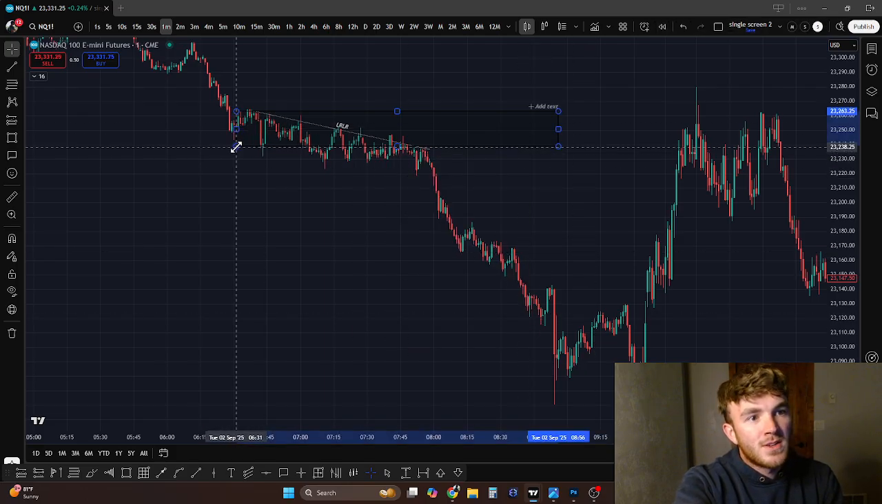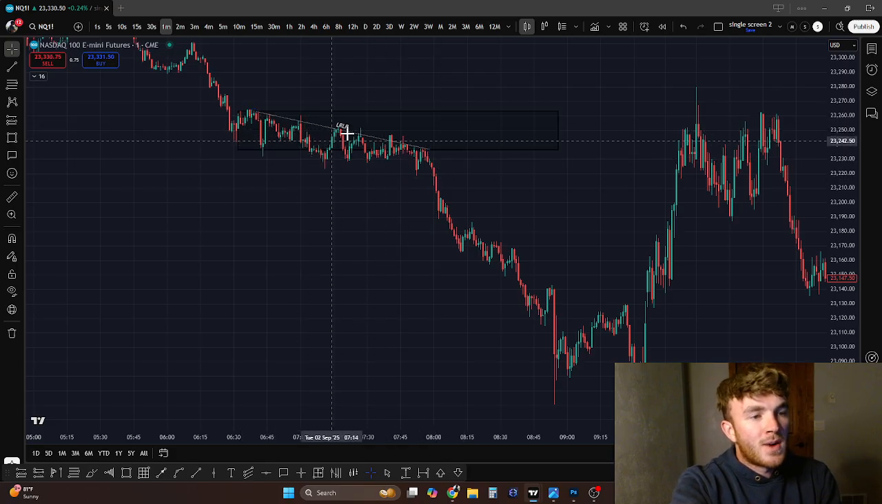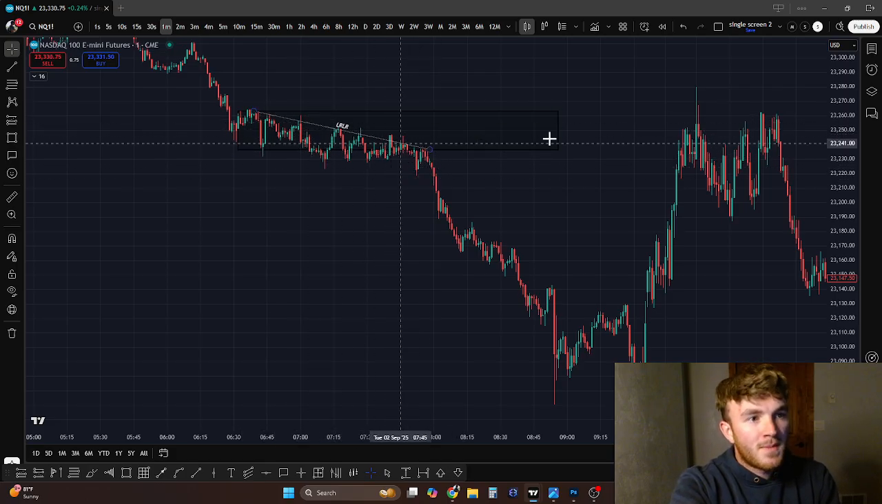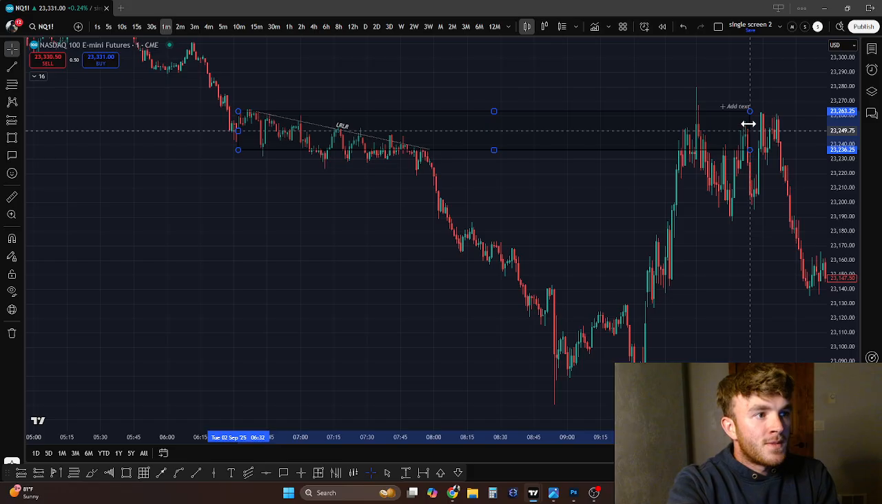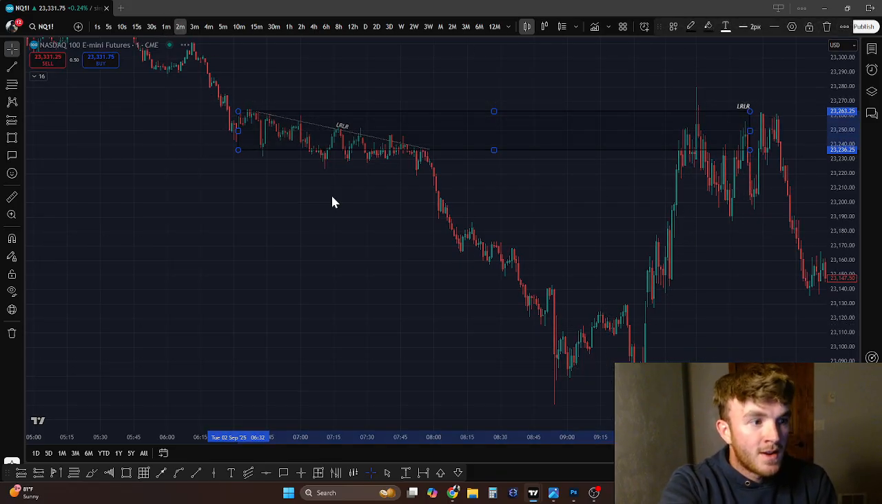And once again, why are these low resistance? Because it's just obviously generated lower highs. The market's going to want to come back to those. So there we go. Low resistance highs taken. You can see we aggressively go up there.